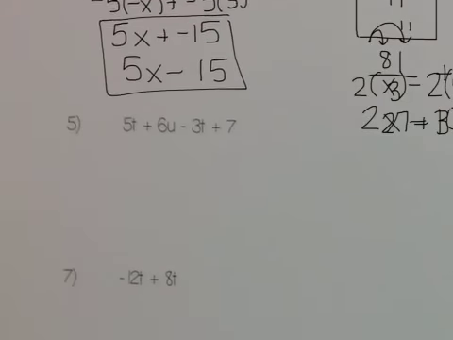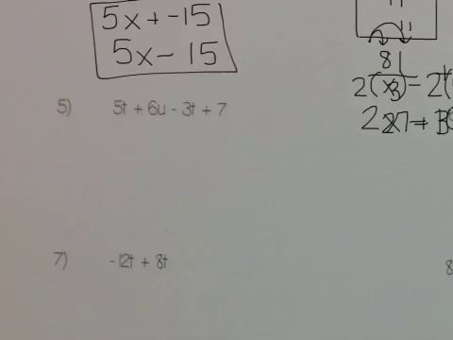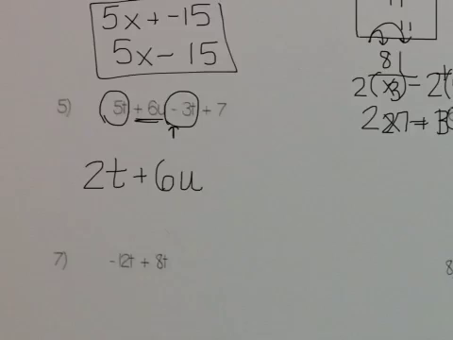I'm going to go ahead and go over to number 5. This we would have to simplify by combining like terms. With our 5t, we can combine this minus 3t. Make sure you're noticing that it's a minus 3t. 5t minus 3t would give us 2t. We look to see what we could combine with our 6u, and there's nothing. So we just write that down, plus 6u, and we have our plus 7 that we combine as well.